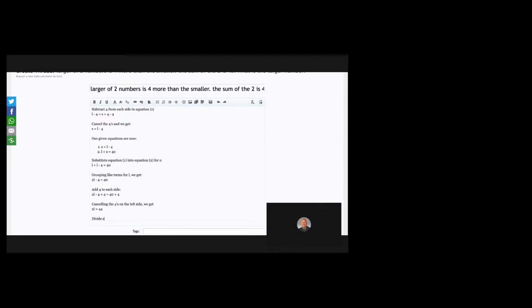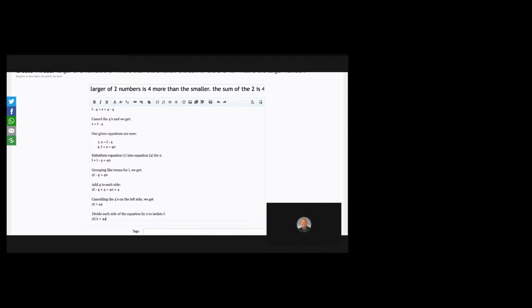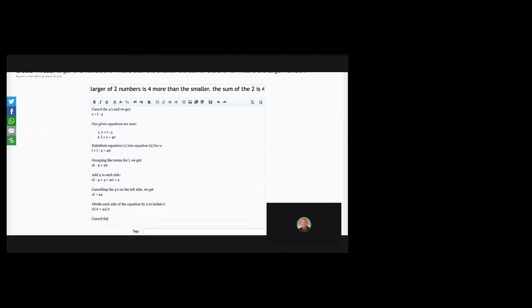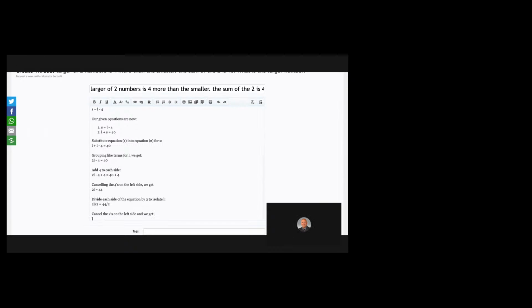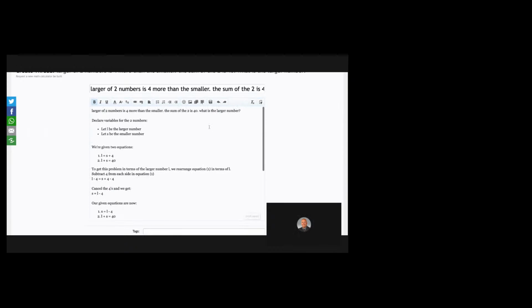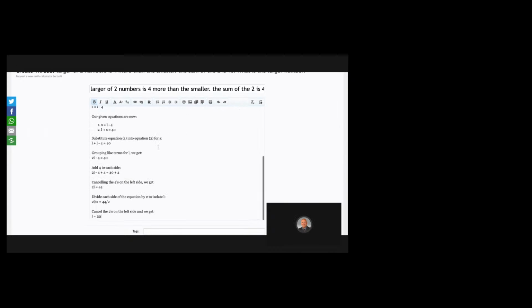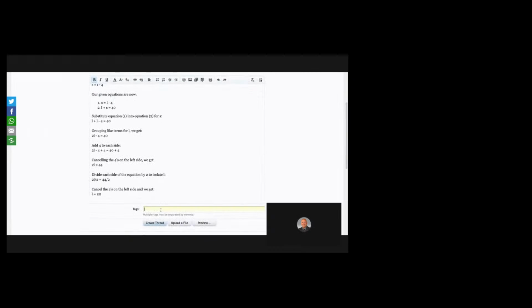Divide each side of the equation by 2 to isolate L. 2L over 2 equals 44 over 2. Cancel the 2s on the left side, and we get L equals 22. Boom. They asked for the larger number, which was L. We solved for it, and that is that.